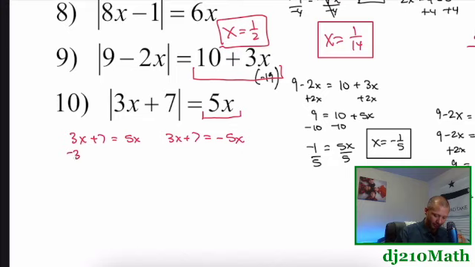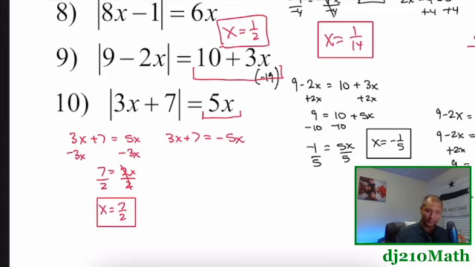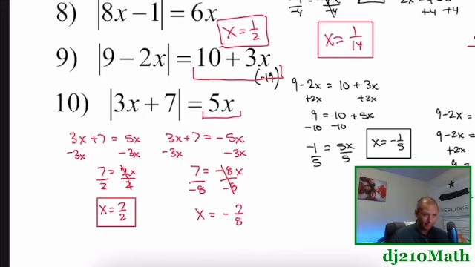So this is going to be minus 3x, 7. 2x divided by 2, x is equal to 7 halves. That's a positive number times 5, which is still a positive number, so that answer is valid. Minus 3x, so 7 is equal to negative 8x. Divide both sides by negative 8, and x is equal to negative 7 over 8, which is a negative number. Times 5, it's still a negative number. So that means this one is no good, right? Because you can't have a negative number. It must be positive.